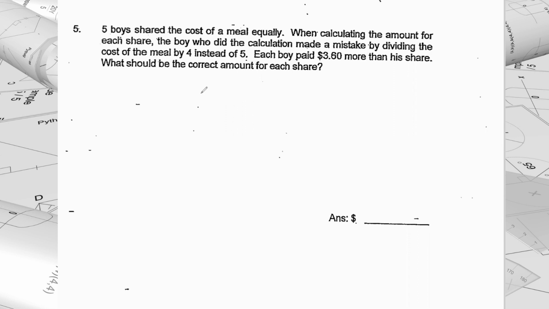So if we look at the question, one thing that we know is fixed is the total amount paid by the boys, which is the cost of the meal. So let's draw a model to represent the cost of the meal. This bar shall represent the cost of the meal and how we're going to divide it. If we divide this equally by 5 boys, then each boy will receive 1 part of this.